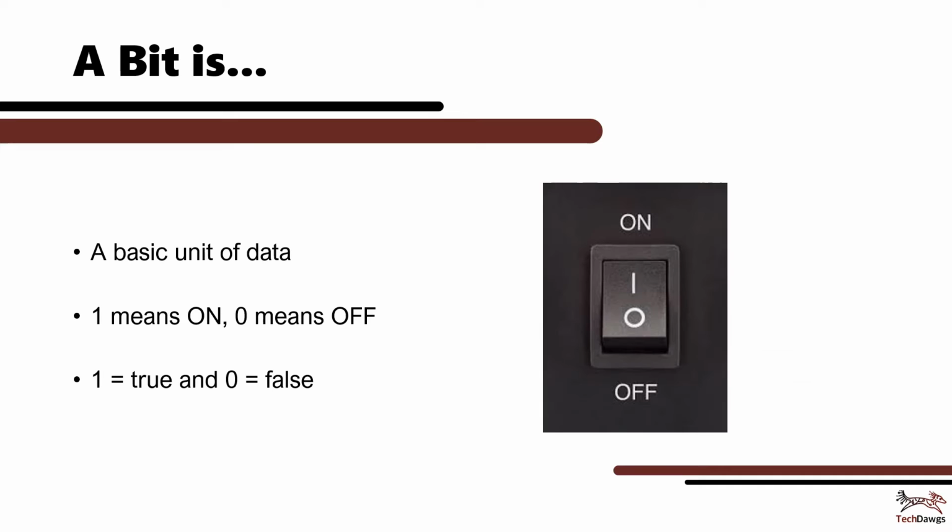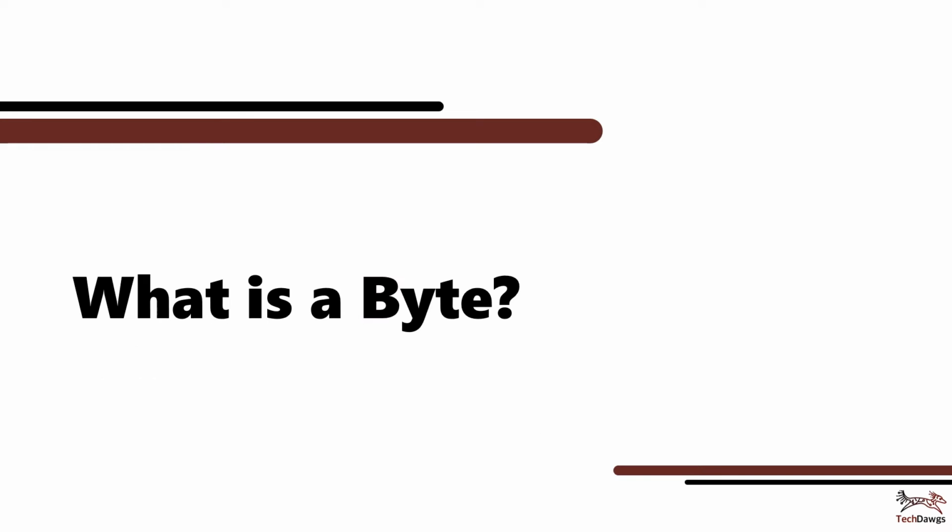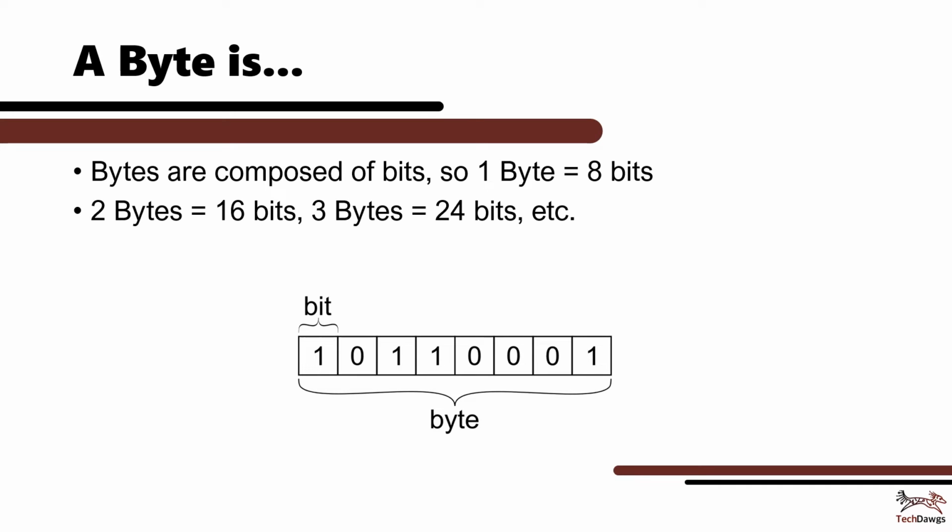So what is a bit? A bit is a basic unit of data. 1 means on, 0 means off, 1 is equal to true, and 0 is equal to false. So what is a byte? Bytes are composed of bits. So 1 byte is equal to 8 bits. 2 bytes is equal to 16 bits. 3 bytes is equal to 24 bits, and so on.